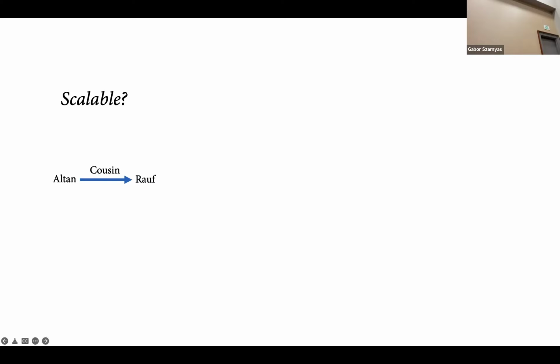So Altan's cousin, we find out who this cousin is. But the question is, what would have been scalable is if we didn't focus on a single person and its connections, if we instead said, okay, let's take a whole bunch of people, millions of people. And we also looked at our edges as not single edges, but a set of edges, cousins of people. And then we combined them.